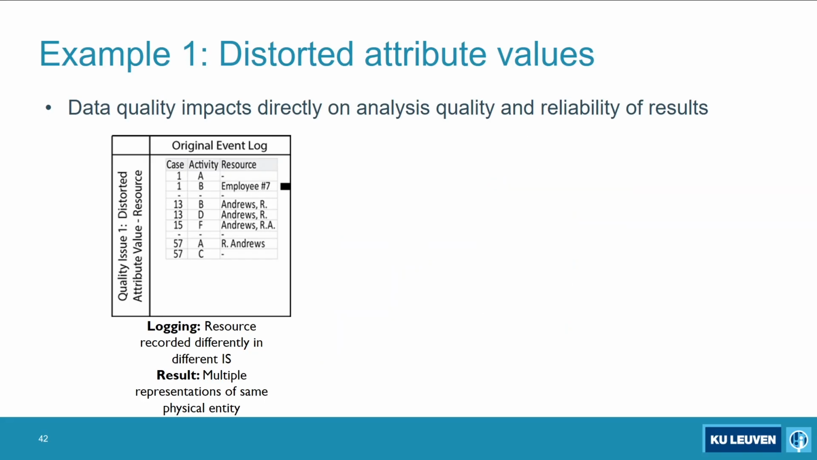Let's have a look at a few examples. This is work from Moe Wynn in Queensland, or well, in Brisbane. She has been working a lot in recent years on data quality in process mining. Some examples of problems that you might encounter: distorted attribute value. Here you see a data set, an original event log with a resource field. It might not already be very qualitative, and that's exactly the problem. Your resource is recorded, but you actually have multiple representations of the same physical person. So our Andrews here is denoted in at least four different ways in our data set.